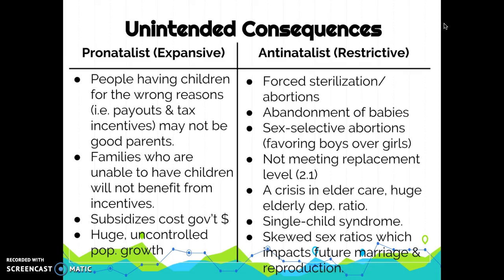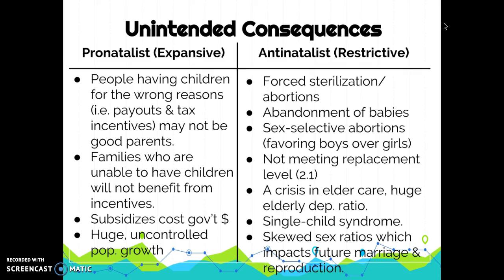Another consequence of an antinatalist policy is not meeting a replacement level, right? We talked about the replacement level for total fertility is 2.1. A crisis in elder care, right? So if people aren't having children, then who's going to take care of them when they become elderly? Or if they only have one child, that child is then stifled by having to take care of their elderly parents. Single child syndrome, I think we talked about this as well with our population party regarding parasite singles.